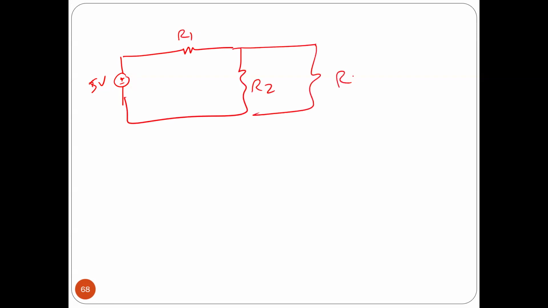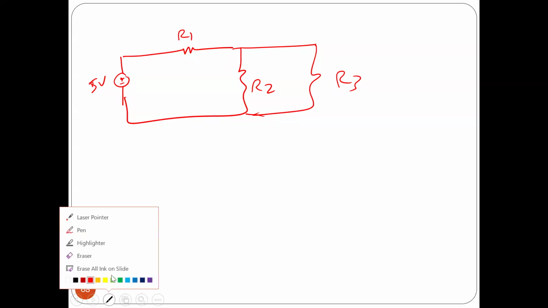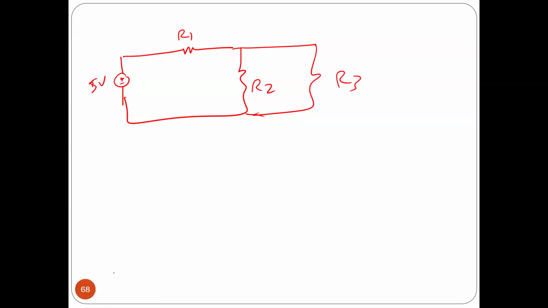Okay. For example, if you have a voltage source like 5 volts, and then you have resistance R1, resistance R2, and resistance R3. After you do the analysis using mesh or voltage nodal, you can know for every source the voltage or the current.